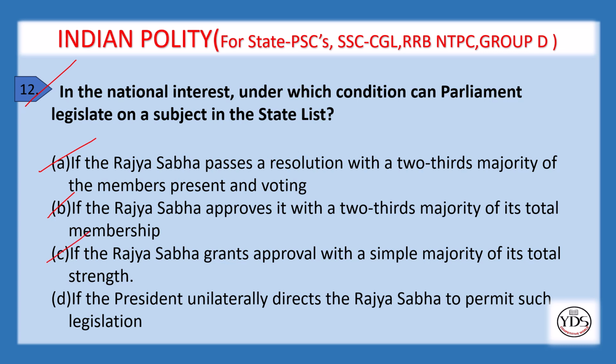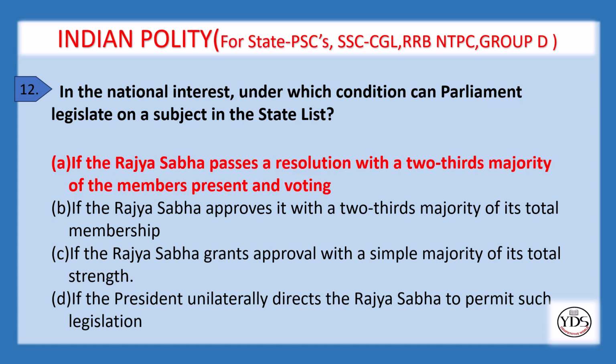Option C. If the Rajya Sabha grants approval with a simple majority of its total strength. Option D. If the President unilaterally directs the Rajya Sabha to omit such a legislation. Option E. If the Rajya Sabha passes a resolution with a two-thirds majority of the members present and voting is the correct answer.